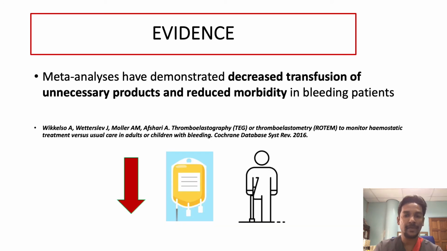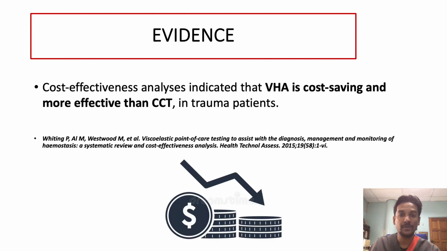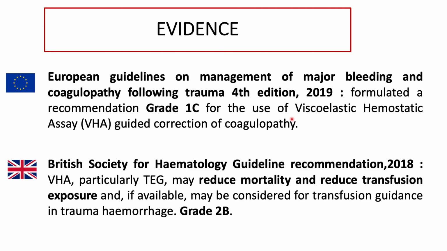Meta-analysis, which was not specific to trauma, demonstrated that VHA decreased transfusion of unnecessary blood products and reduced morbidity in bleeding patients. It was also found to be cost-saving when compared with CCT. European Guideline on Management of Major Bleeding and British Society for Hematology Guideline released a recommendation of Grade 1C and Grade 2B for the usage of VHA in a bleeding trauma patient.